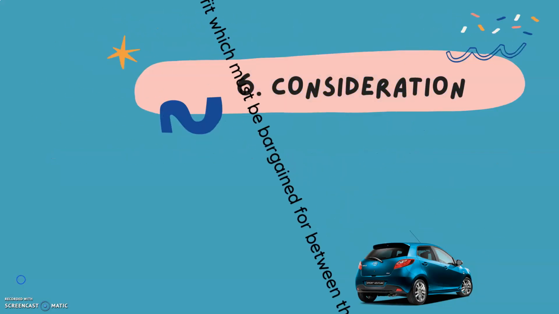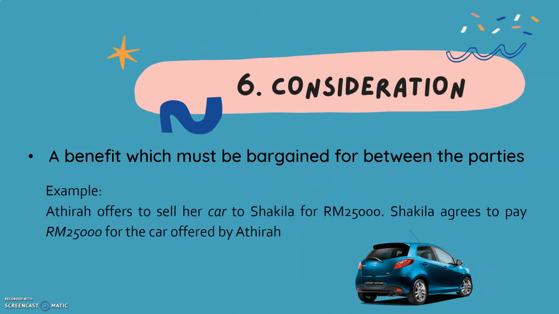The example we have here is Atira offers to sell her car to Shakila for 25,000 ringgit Malaysia. Shakila agrees to pay 25,000 ringgit Malaysia for the car offered by Atira. In this situation, Atira's benefit or consideration is the amount of 25,000 ringgit, and Shakila's benefit or consideration is the car.